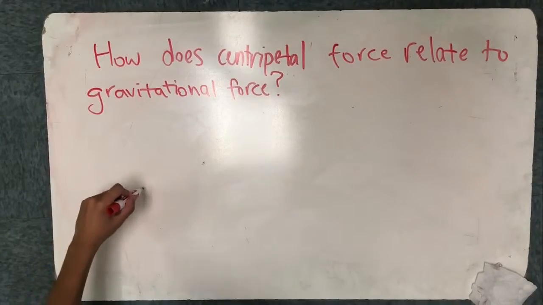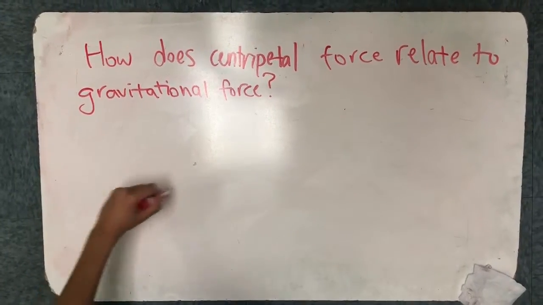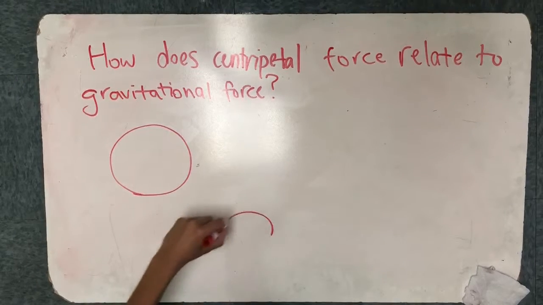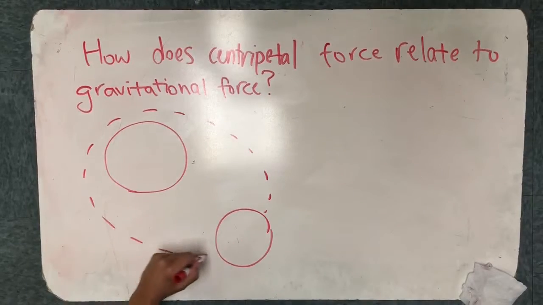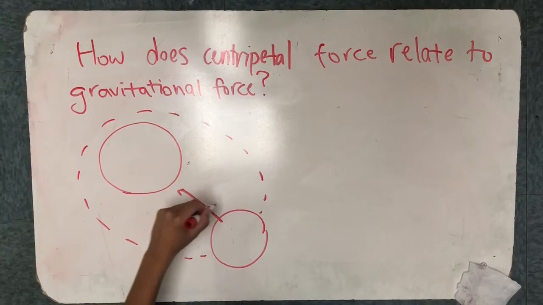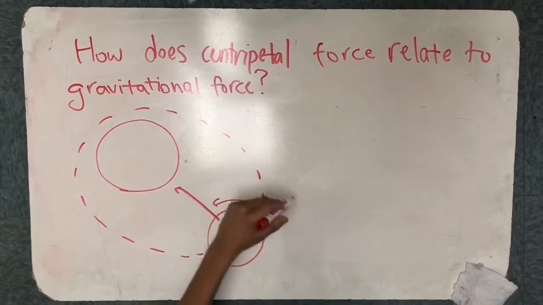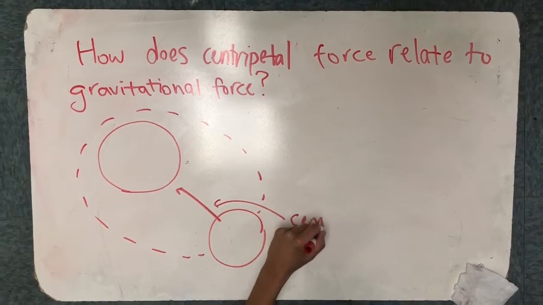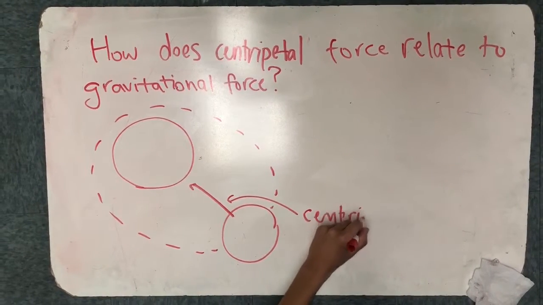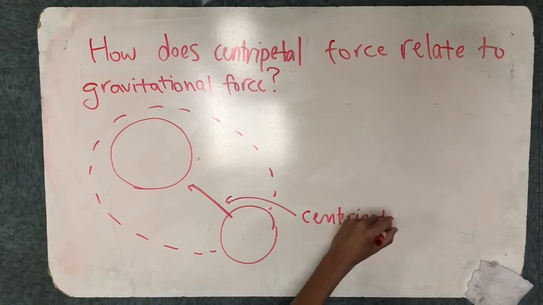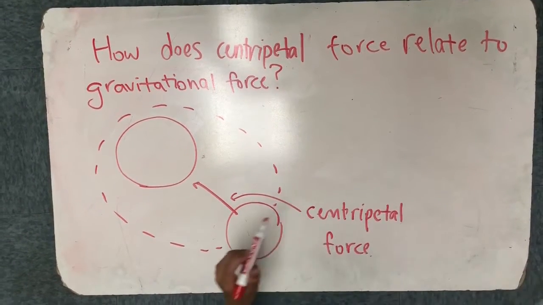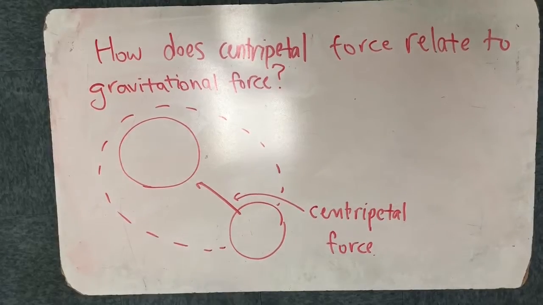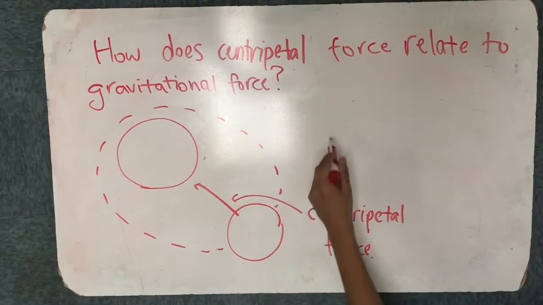How does centripetal force relate to gravitational force? So we're going to draw two planets, for example, and one is orbiting the other, and the line drawn is the centripetal force. So how are these two related? Because a planet orbiting around another creates this circular-like motion, which is very similar to that of gravitational force and centripetal force.